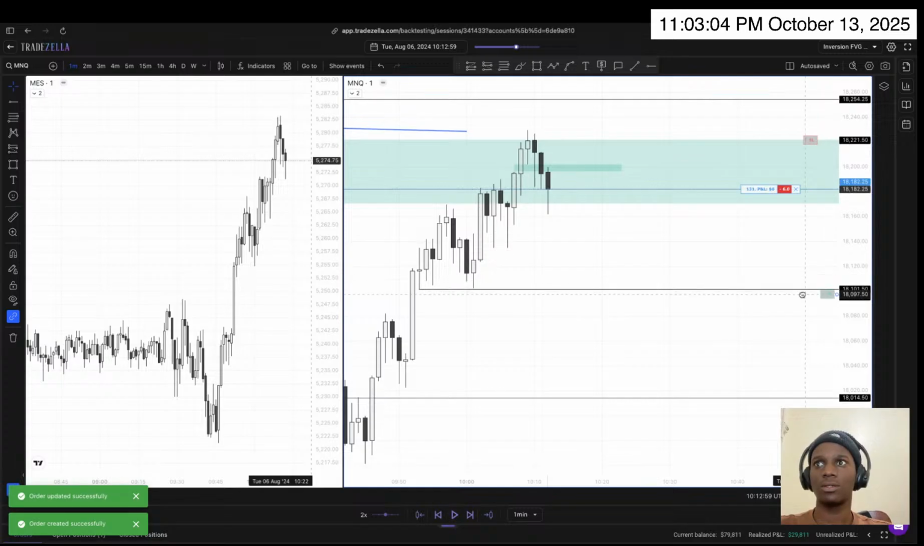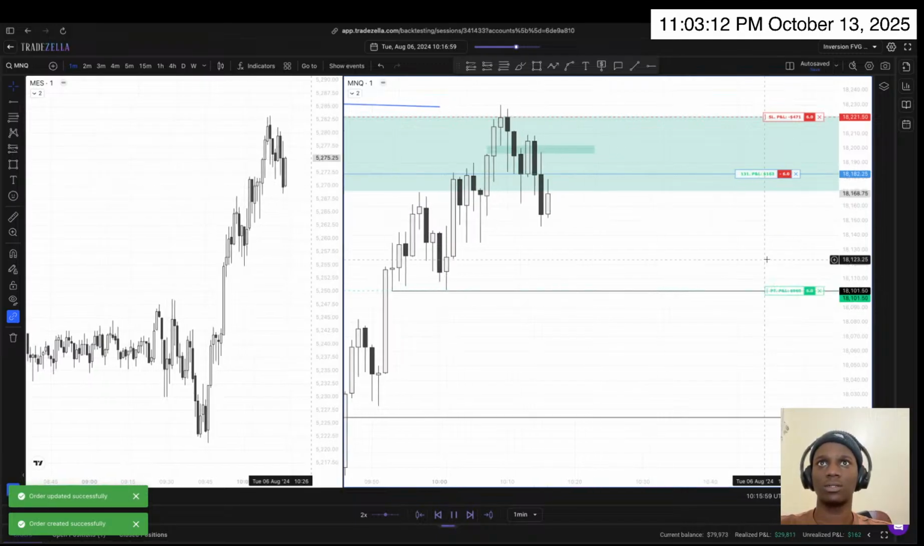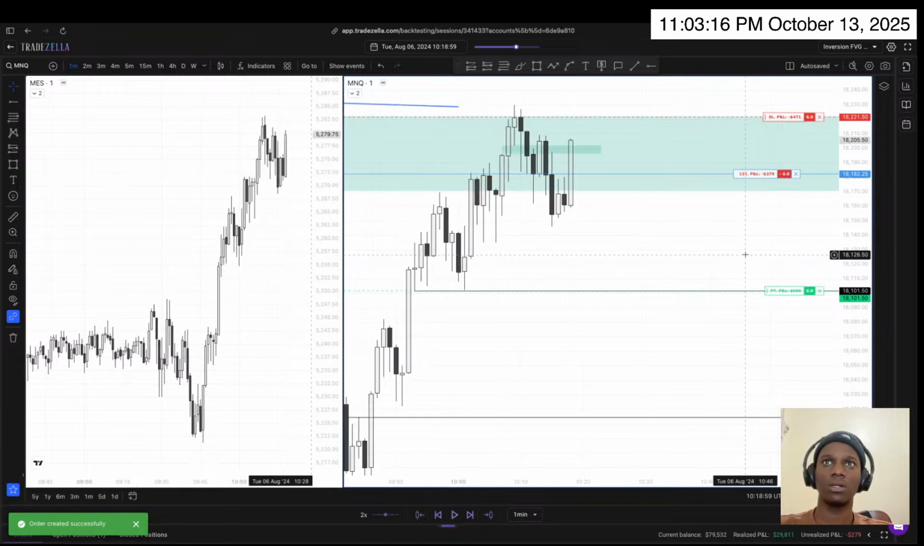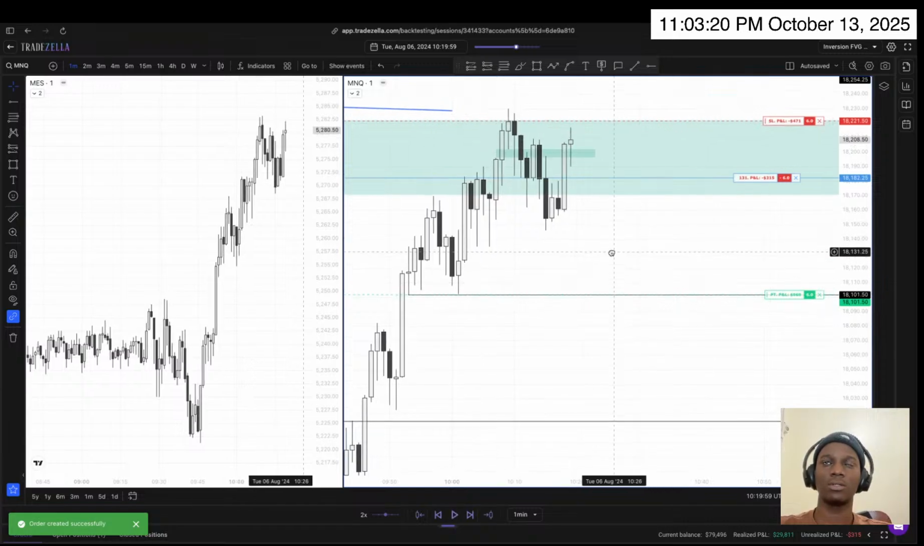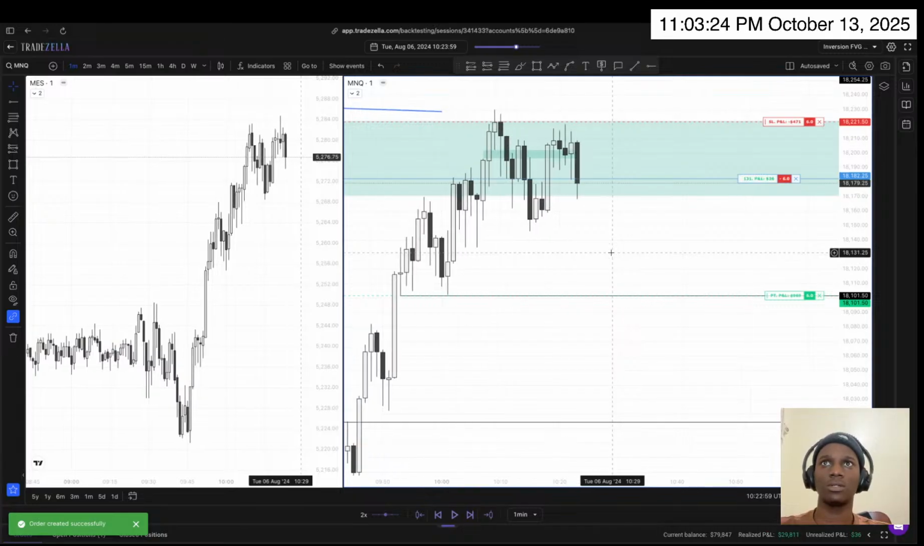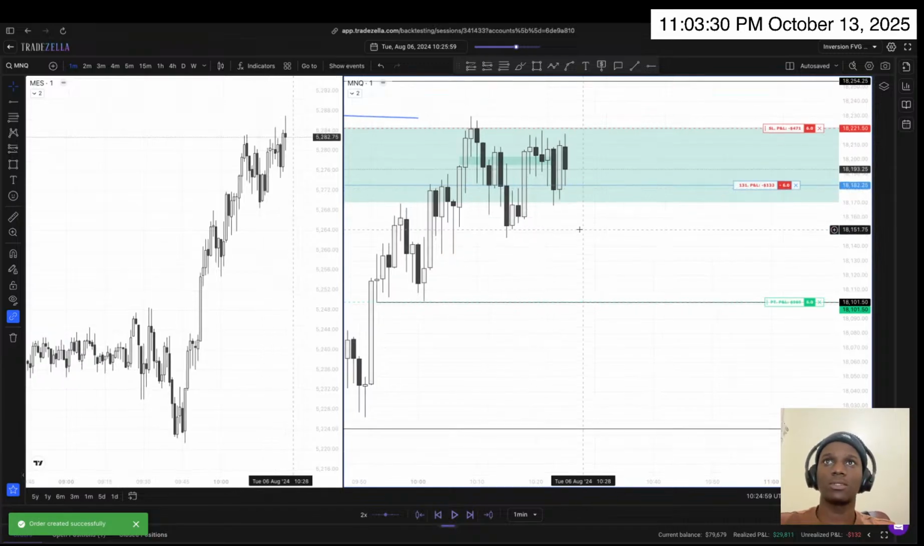I think this is a good risk to reward though. From here to here, like on to 12. Whoa. Sweep. Okay, look at how this gap is getting respected. This is a sweep.